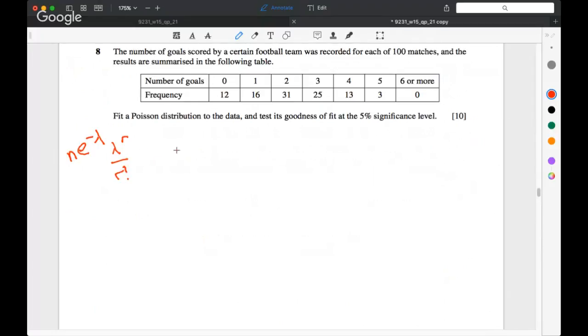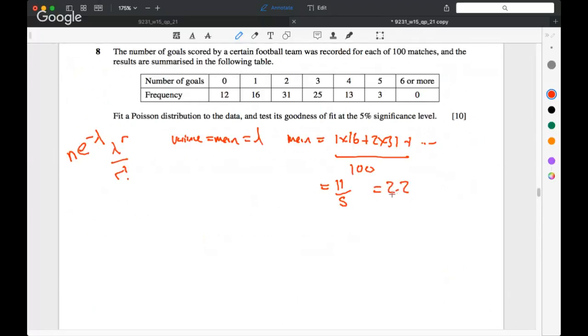Another point is that the variance and the mean are the same, and we denote that by lambda. So what we want to do is figure out the mean. We just do 0 times 12 plus 1 times 16 plus 2 times 31, all of that, all the way up, over the sum, which should be 100. And we get a mean of 11 over 5, so that's the mean number of goals, which is 2.2. Okay, so the null hypothesis is that the data is fit by a Poisson distribution.